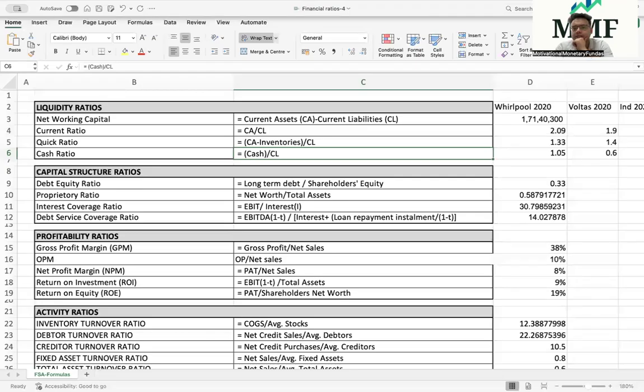Just let me know if the Excel sheet is visible. Is it visible? Okay, thanks. Thanks for the confirmation.